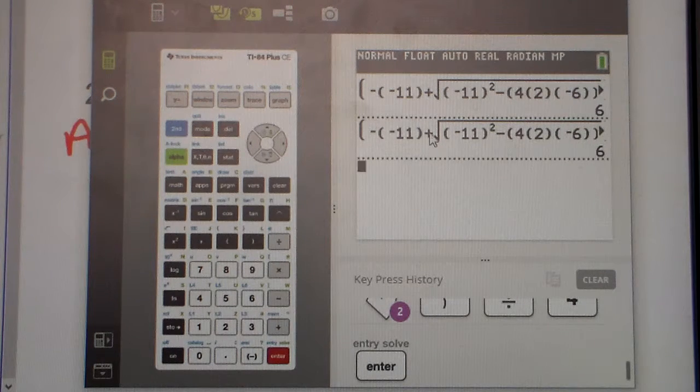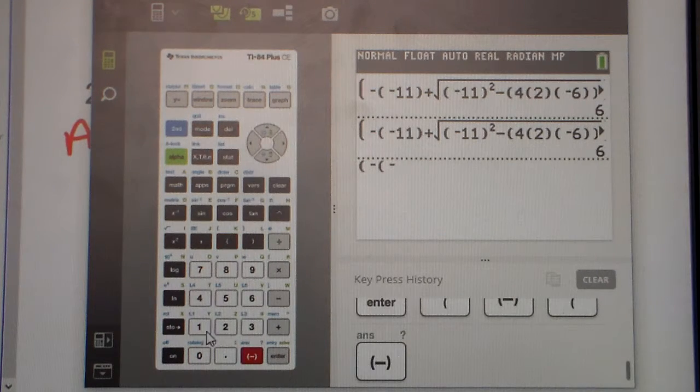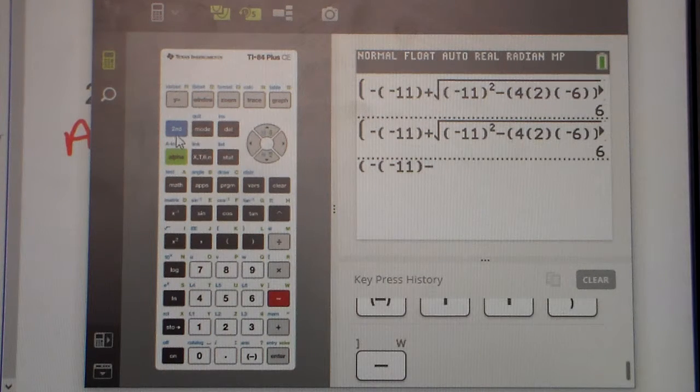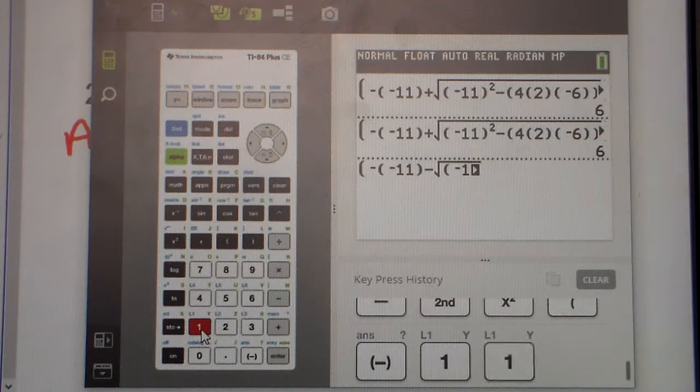Oh, I didn't mean to hit that plus sign. I meant to do a minus sign. Hopefully you guys caught that the first time. I made a mistake. I meant to hit the minus sign there. I think I'm getting a little tired myself.